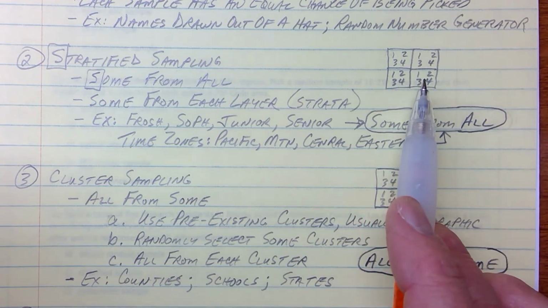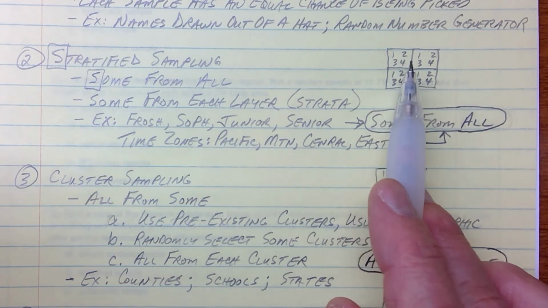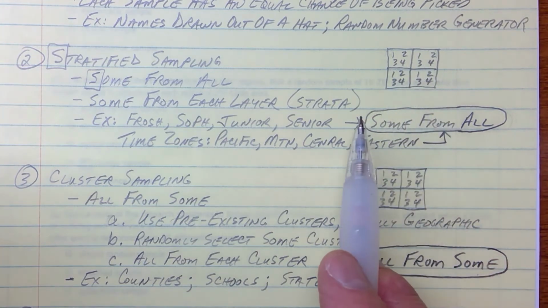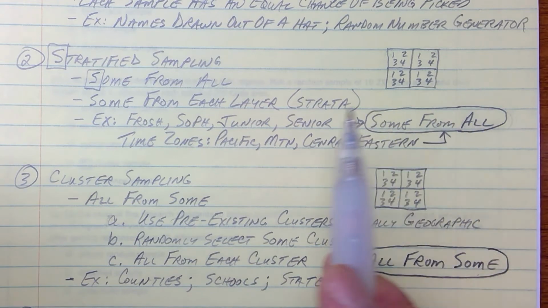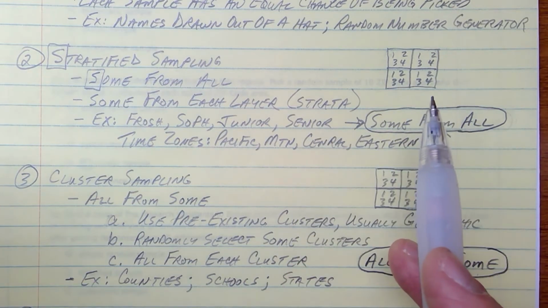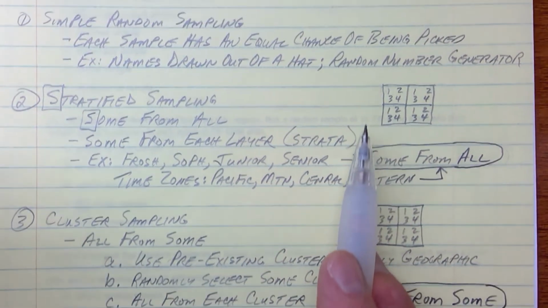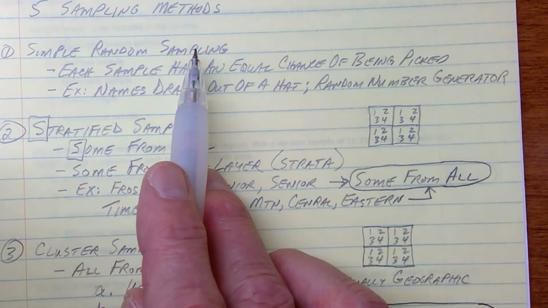Maybe I want to pull 2 members from each group, so I want 2 of these guys, and 2 of these, and 2 of these, and 2 of these. So that would give me a group of 8. Maybe I have time to interview 8 students. So how do I pick the 2? Well, that goes back to simple random sampling.